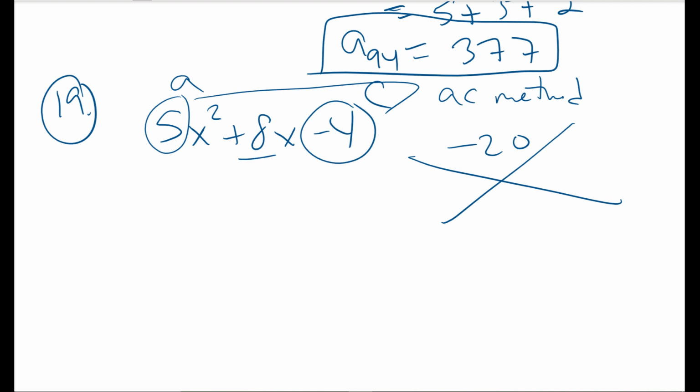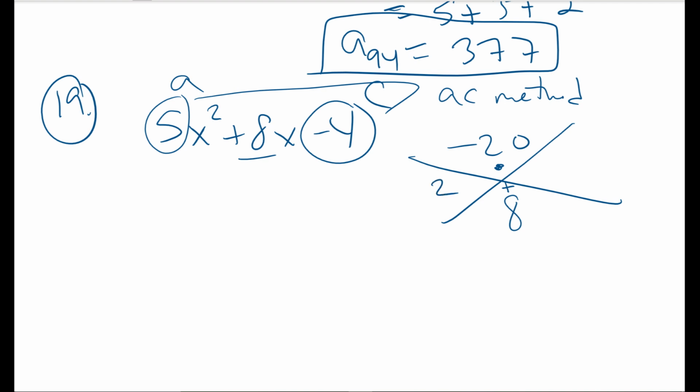The middle number goes on the bottom. You need to find two numbers that multiply to negative 20, but add up to 8. So that would be, let's see here, 5 and 4, that gives you 9, right?